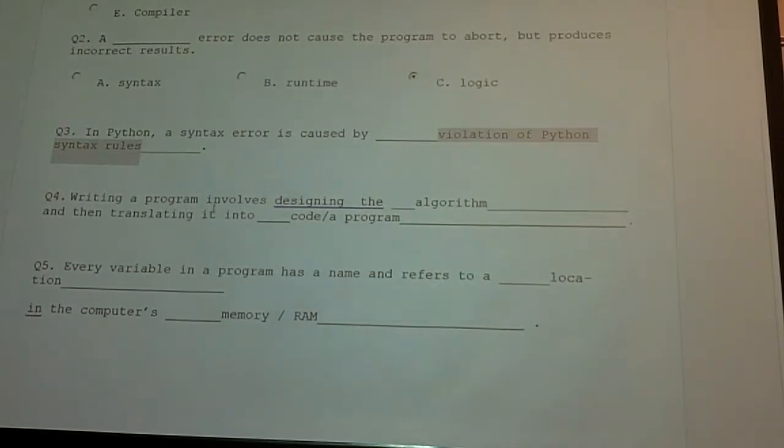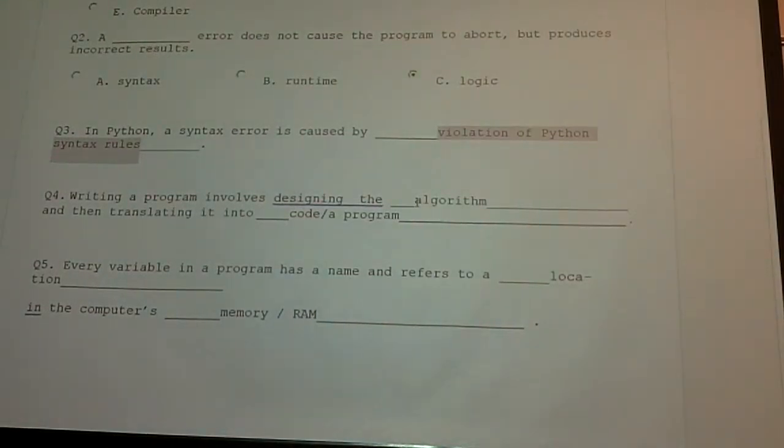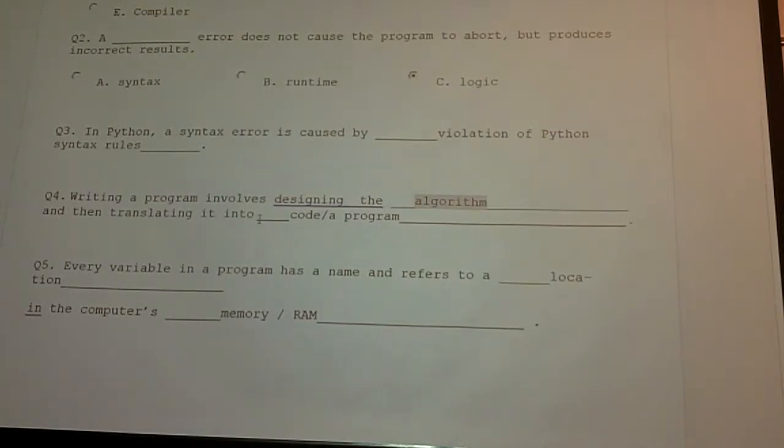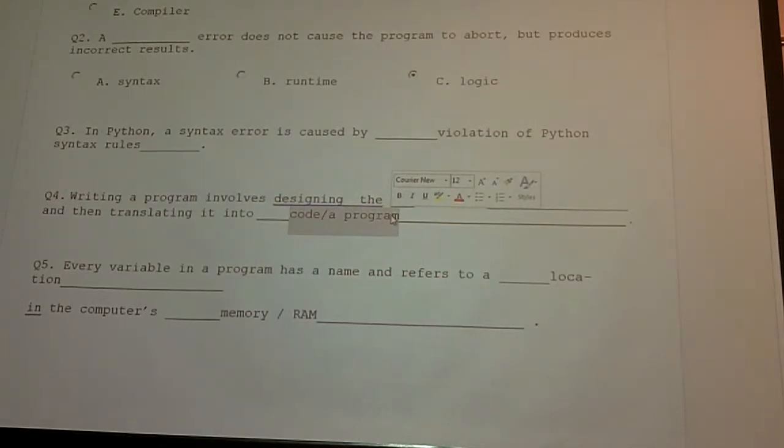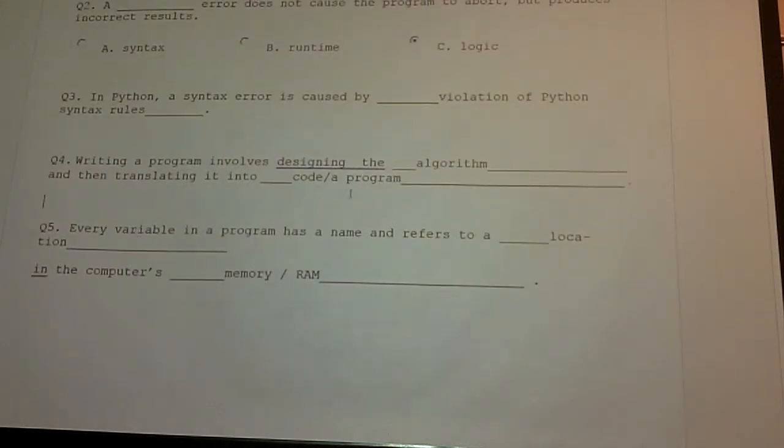Number 4, writing a program involves designing the algorithm and then translating it into a program or code. Okay. If you've written designing the flowchart, did anybody give another answer? I said the pseudocode? No, not really, because the pseudocode is an expression of the algorithm, and so is the flowchart, right? So either one of them will work. Although strictly speaking, that is the best answer.